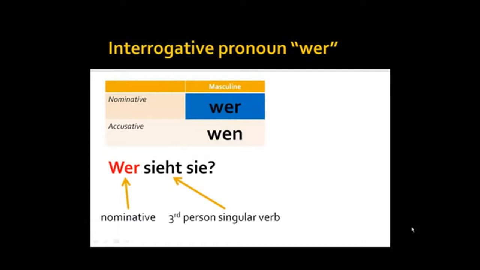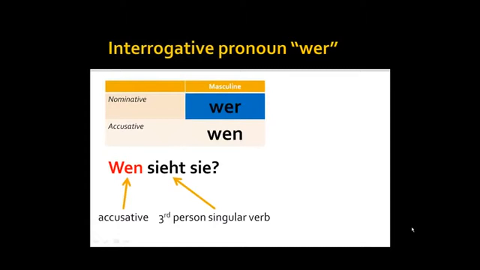The noun that receives the action of being seen is sie, the third person singular pronoun. Now, I'm going to mix things up a bit and make it into an accusative. Wen sieht sie? What I've done here is I've moved the interrogative pronoun wer from a nominative environment to an accusative environment. And in so doing, I've actually flipped the sentence. No longer does the personal pronoun sie receive the action of being seen, but now she's actually the one who's doing the seeing.